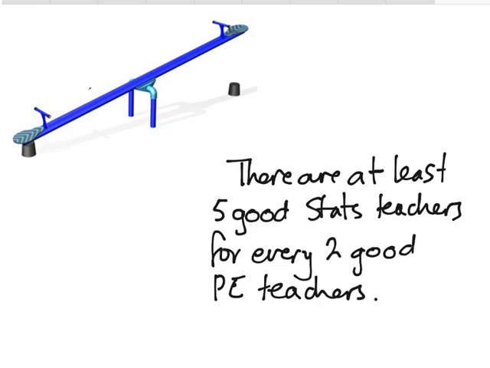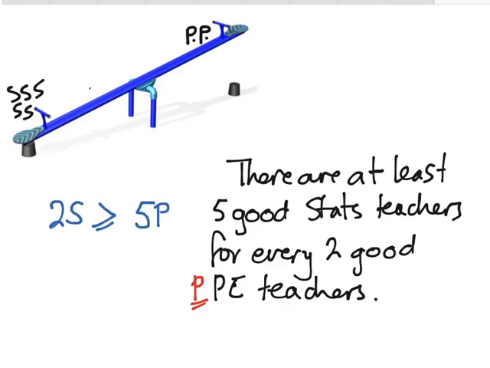Now this example is not supposed to detract from any teachers at all, but let's use it as an example. Which one would you put on the bottom, the 5 stats or the 2 PE? By just using one symbol, for PE teachers, the P, we can see that the number of stats teachers would outweigh the number of PE teachers. So what we have to do is multiply the PE teachers by 5, and multiply the stats by 2. So 2S is at least 5P. 2S is greater or equal to 5P.